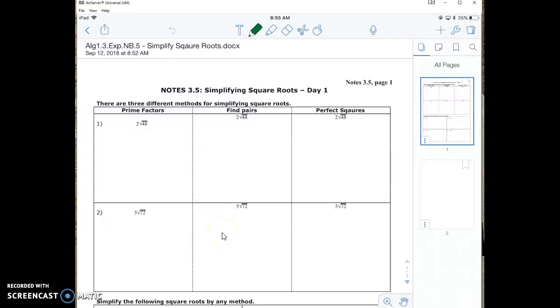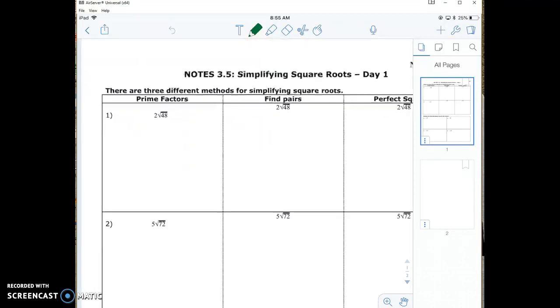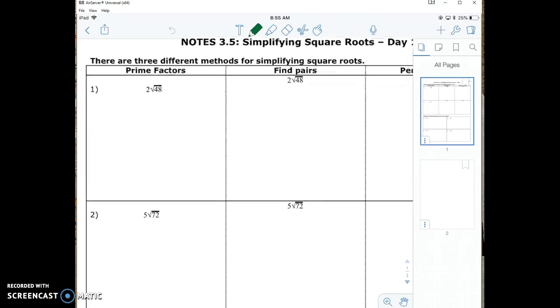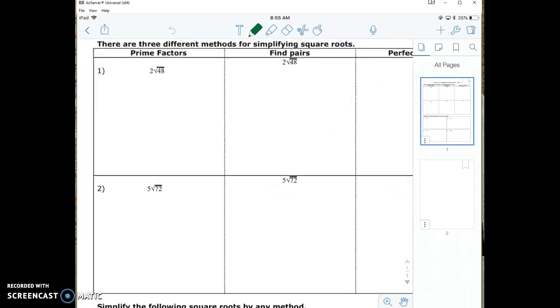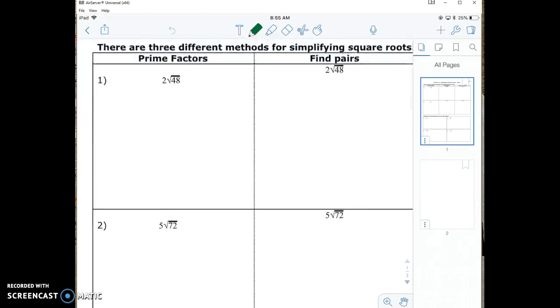This is Notes 3-5, Simplifying Square Roots, Day 1. There are different methods for simplifying square roots. The first one we're going to look at is prime factors. So I'm looking at what's under my radical, or under the house, and I'm going to find all the prime factors using a factor tree.